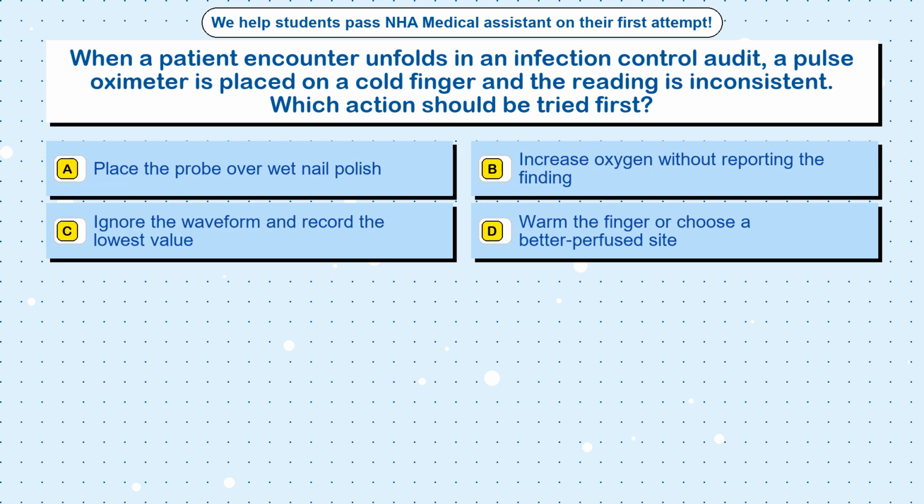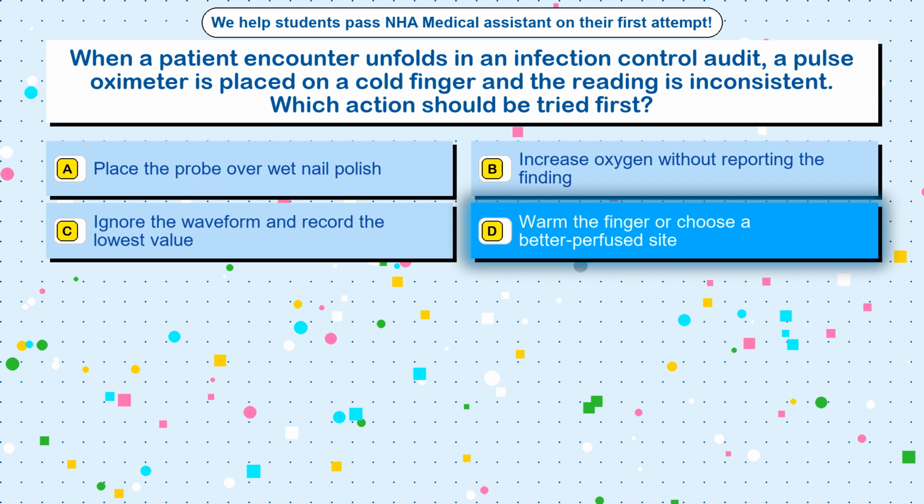Question 56. When a patient encounter unfolds in an infection control audit, a pulse oximeter is placed on a cold finger and the reading is inconsistent. Which action should be tried first? Option A, place the probe over wet nail polish. Option B, increase oxygen without reporting the finding. Option C, ignore the waveform and record the lowest value. Option D, warm the finger or choose a better perfused site. The correct answer is option D, warm the finger or choose a better perfused site.